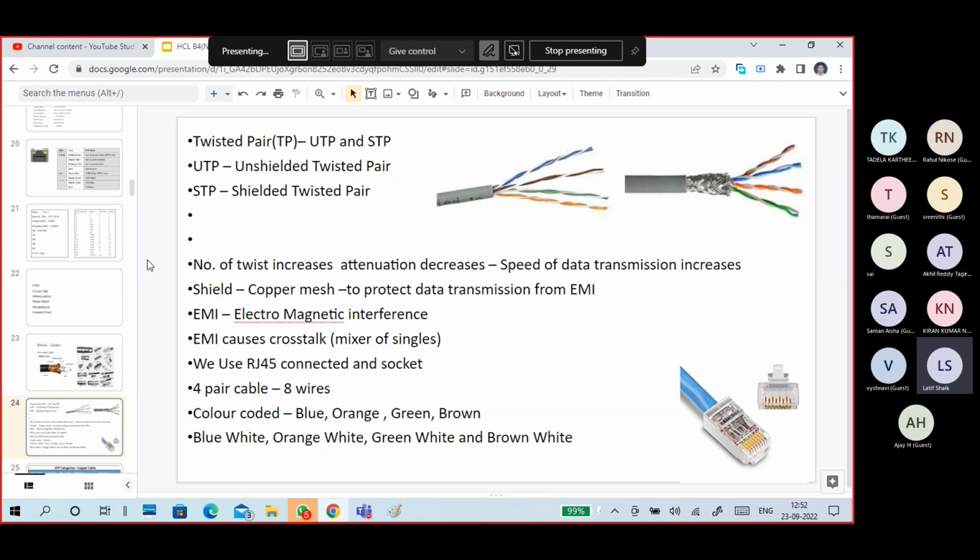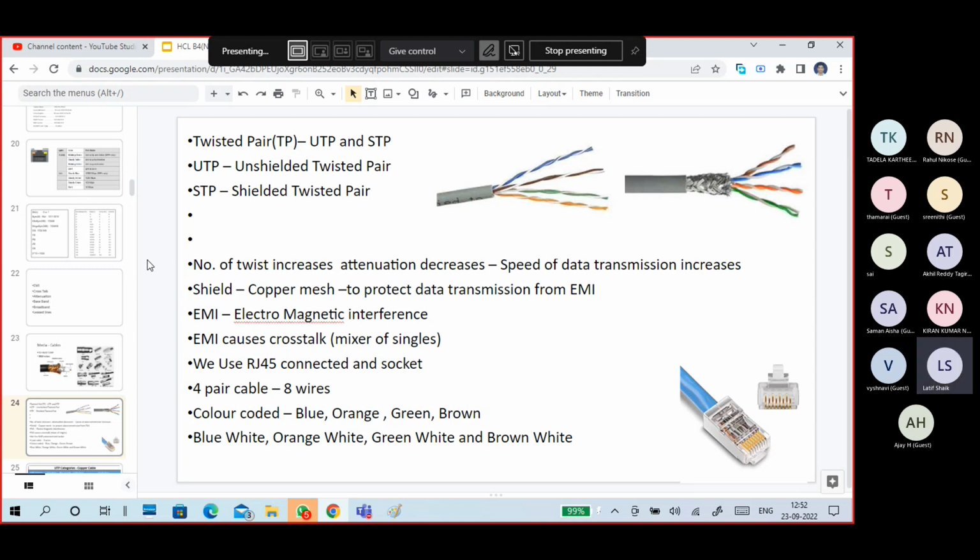In this, two types of twisted pair cable are there: unshielded twisted pair cable and shielded twisted pair cable. Unshielded twisted pair cable does not contain shielding, that's it. The 8 wires are covered with one plastic outer cover. So it is covered like that.